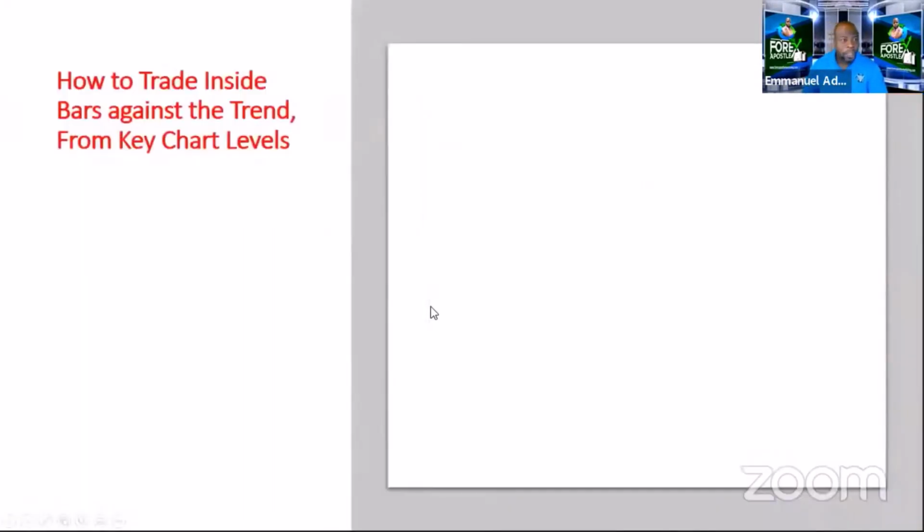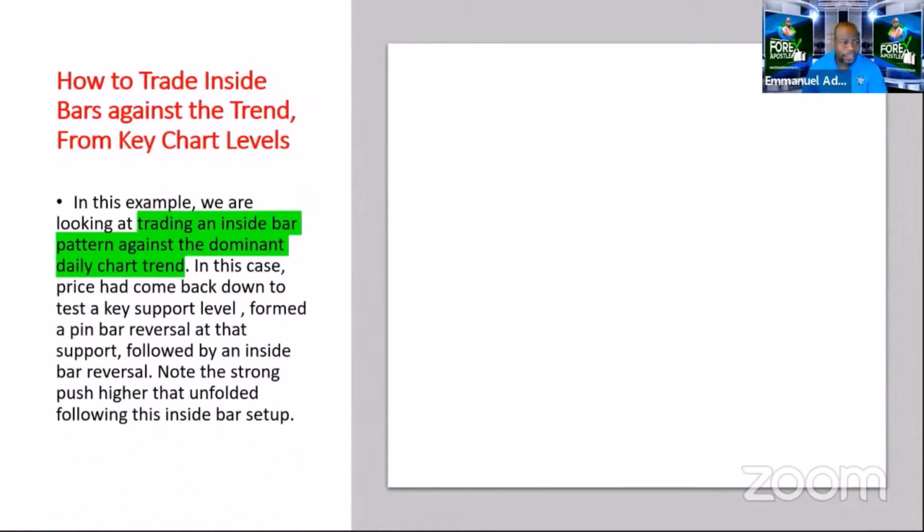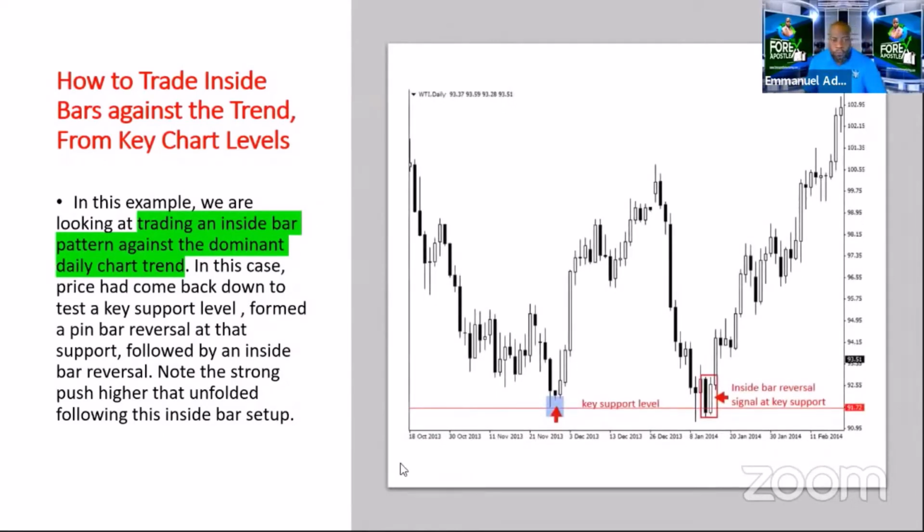So let's continue. How to trade inside bars against the trend? In this example, we are looking at trading an inside bar pattern against the dominant daily trend. This is the trend right now. The trend is down in this case. But because we have a key level, at this place right now is a resistance.